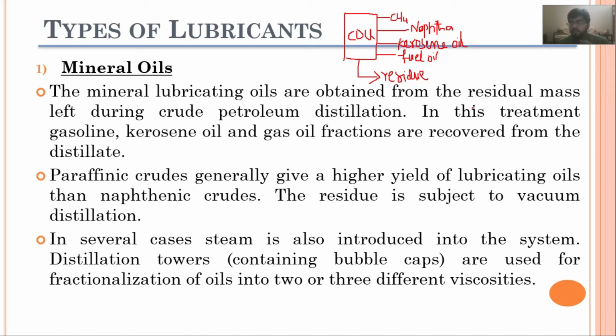Okay, after this crude distillation unit, we have this vacuum distillation unit, and the residue of the CDU, crude distillation unit. The residue of the crude distillation unit is being sent to the vacuum distillation unit. It is the feed of the vacuum distillation unit. And then we will get some different grades of the base lubricant oil.